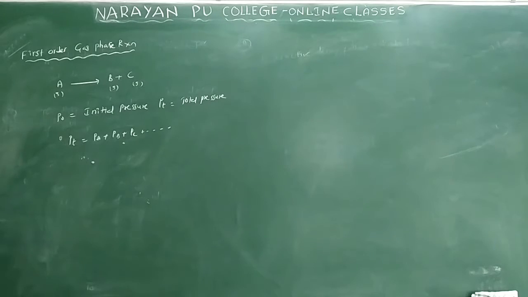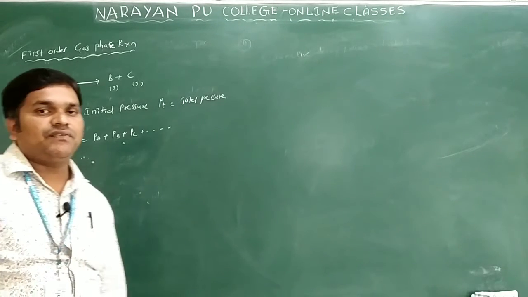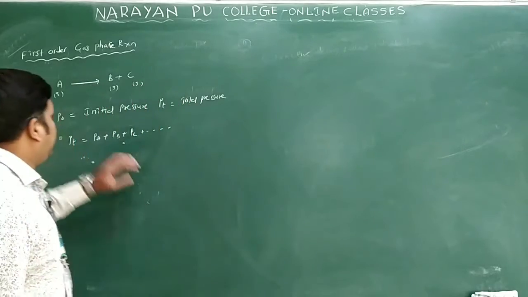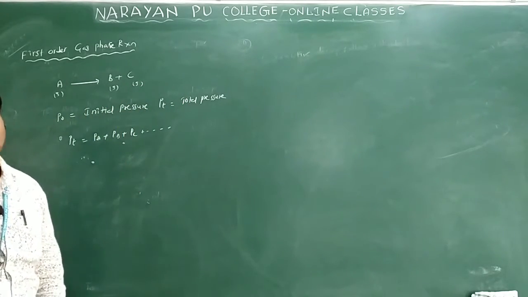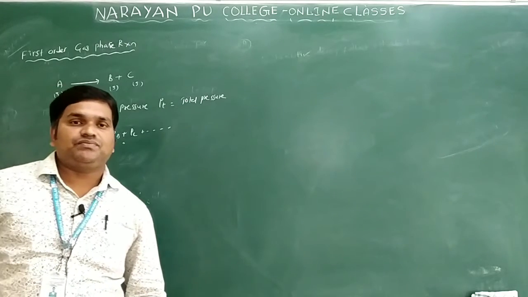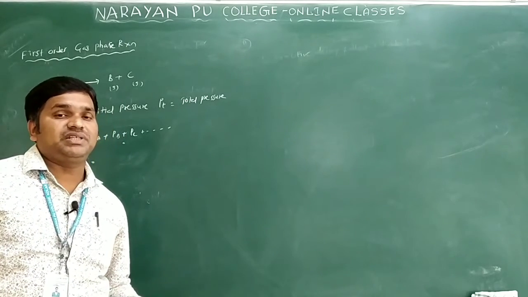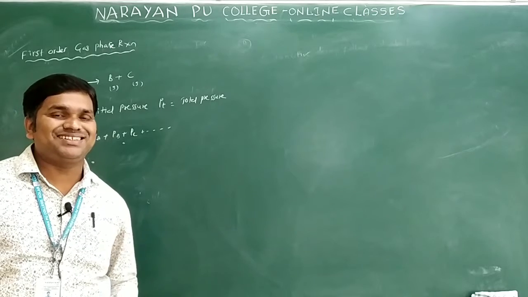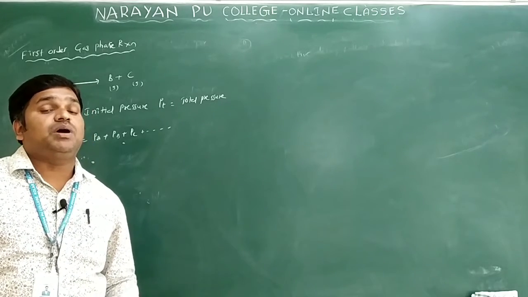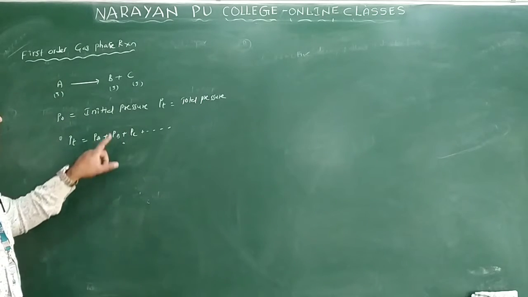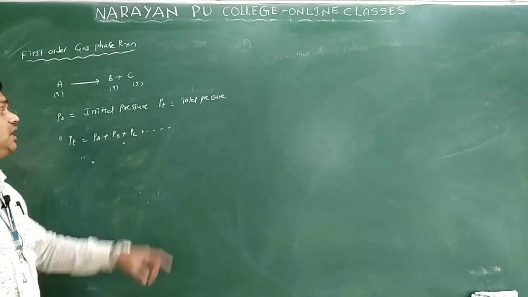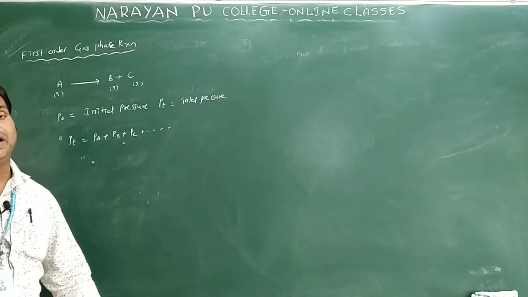Generally, the total pressure is equal to the sum of the partial pressures of the individual gases, A plus B plus C and so on. Generally this is called Dalton's law of partial pressures. The total pressure exerted by the mixture of the reacting gases is equal to the sum of the partial pressures of the individual gases. Pa is the partial pressure of A, Pb is the partial pressure of B, and Pc is the partial pressure of C.